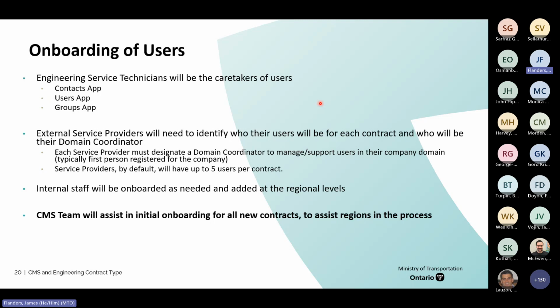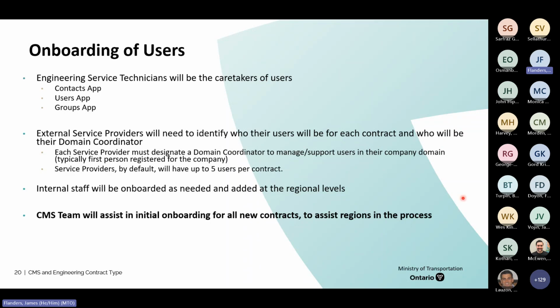So if we send out 5, because you've given us a list of 5 names, if we send out 5 people, whoever accepts it first, if it's the designer instead of the project manager, that designer becomes the domain coordinator. So whoever accepts it first has to be the person who you would like to be your company domain coordinator. By default, service providers will have 5 users per contract. We are keeping an eye on licenses and users as it's a ministry paid for thing.